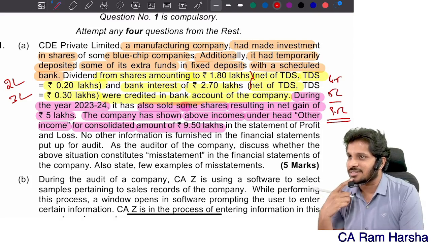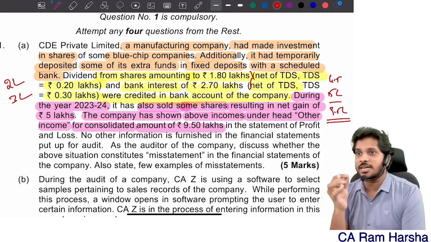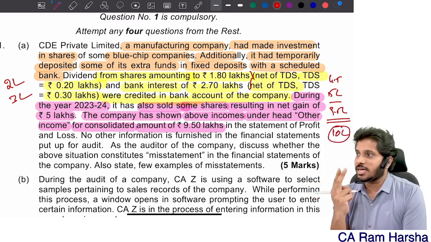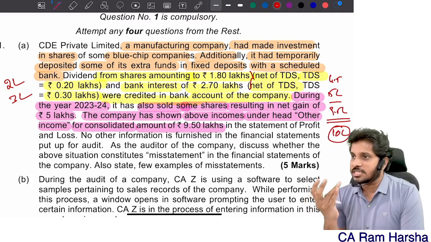Is this correct? No. They should recognize income on a gross basis. How much are they supposed to recognize? 10 lakhs. 2 lakhs dividend income, interest 3 lakhs, and 5 lakhs is profit on sale of investments.